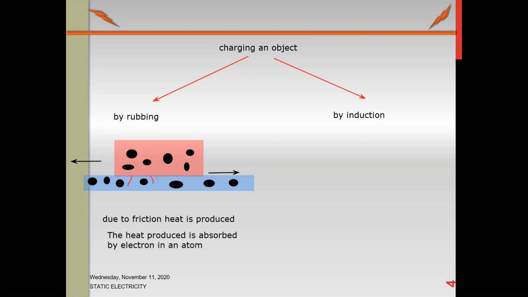So this is the heat energy which is released. This heat energy is absorbed by the electrons which are in the atom. And when these electrons absorb this energy, they will jump from one material to another, because one material can lose electrons easily compared to the other one.